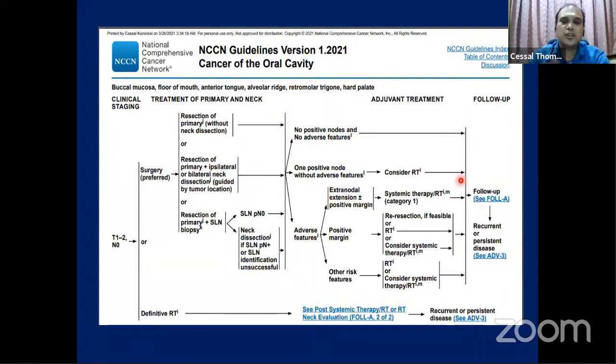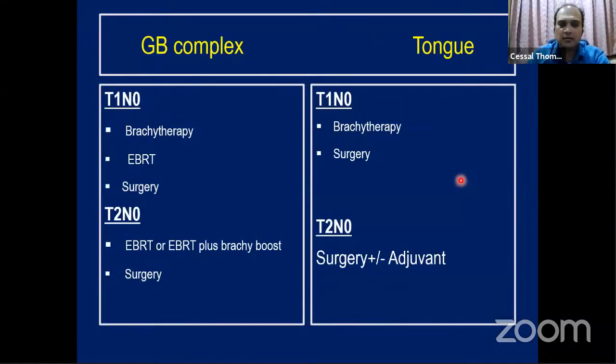So this has to be communicated to the patient. And if the patient develops any node or any swelling in the neck, the patient should report early. Otherwise, you can have a follow-up every 2 to 3 months for this group of patients. So this is my personal opinion about the early oral cancers.